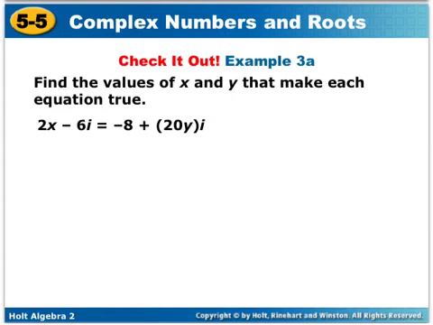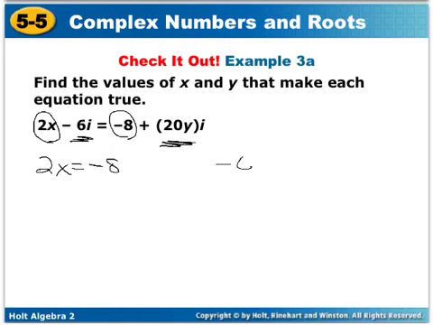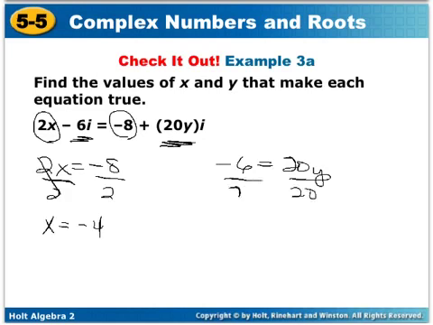Okay, let's try the same type of equation. Find the values of x and y that make each equation true. These are the real parts, so I'm going to go ahead and say 2x equals -8. And these are the imaginary parts. -6 equals 20y. Divide both sides by 2, x equals -4. Divide both sides by 20, y equals, let's simplify that, -3/10.